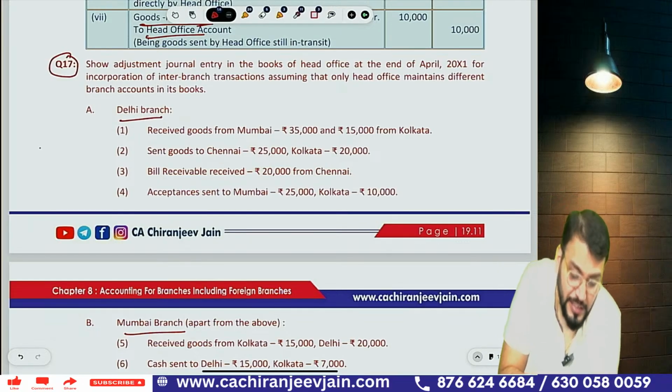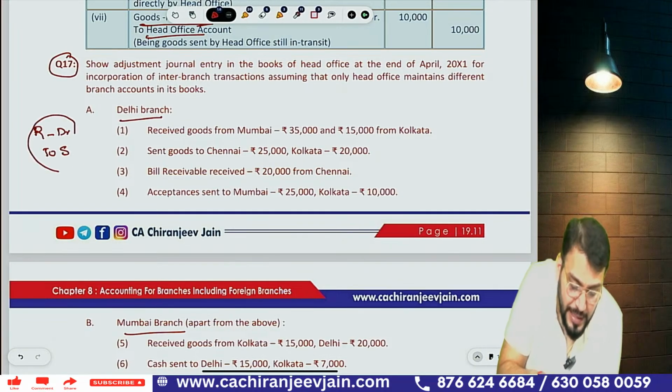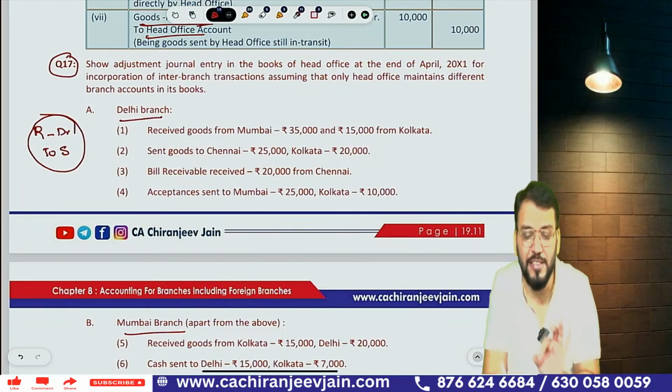Means the journal entry in the books of head office: the recipient branch will be debited, and the branch that is giving something, meaning the sending branch, will be credited. Have you understood this point? The rule is very simple.